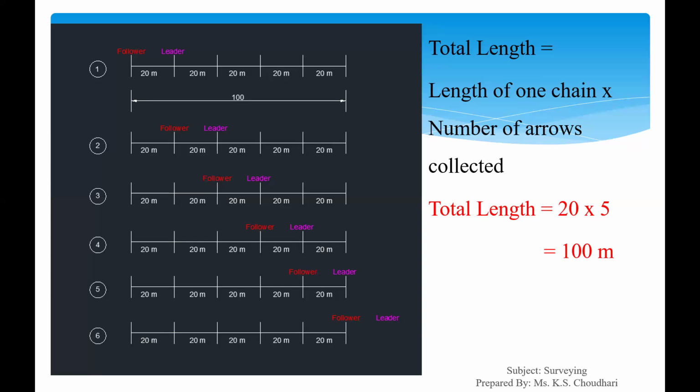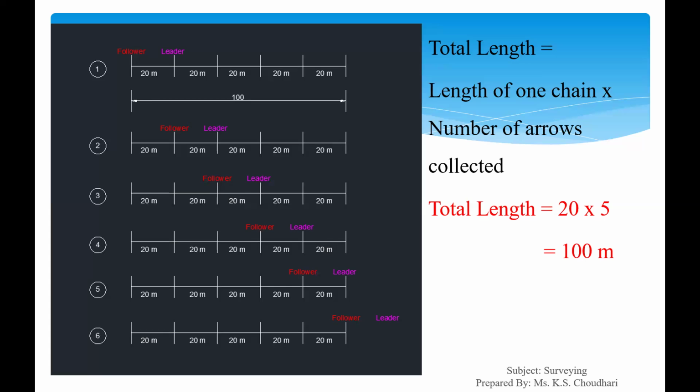There are 6 steps. In the first diagram, you can see 100-meter length. With the help of some vertical lines, I divide it into 20-meter lengths. As we all know who is follower and who is leader, follower holds the zero and leader holds the end point. According to that, they take their own position. After measuring the 20-meter distance, leader drives an arrow at the end point and moves forward. For this, observe the second diagram.